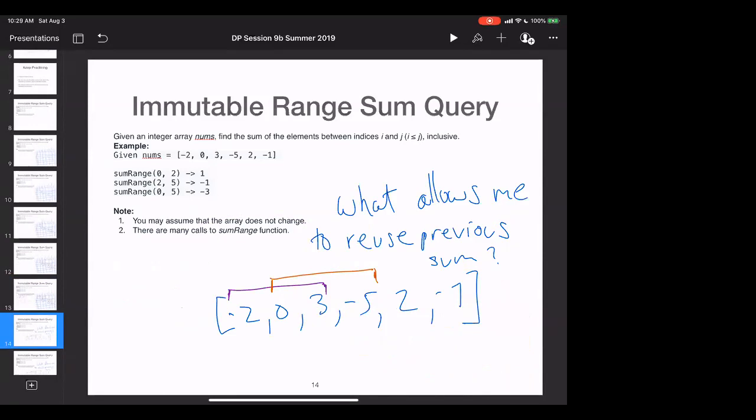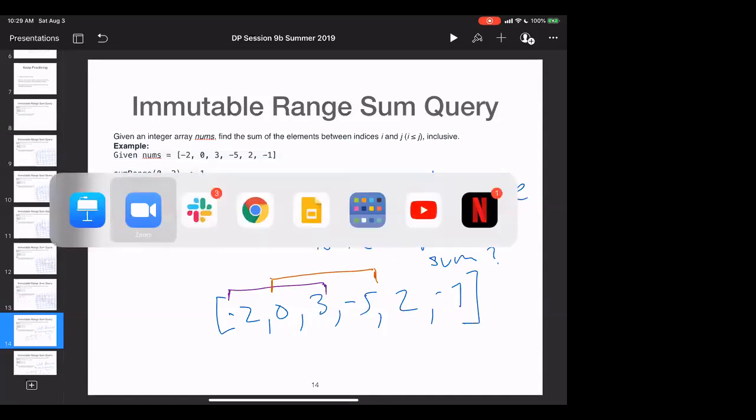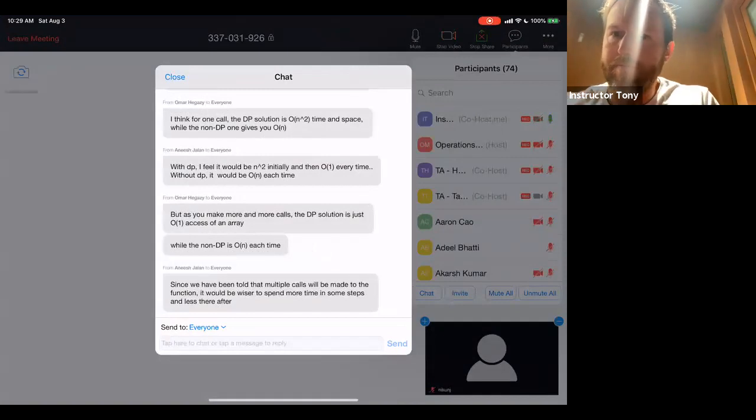And so in this case, we say, okay, well, what allows me to reuse that previous sum that I had before? So I have this array, -2, 0, 3, and I had previously already computed -2, 0, 3 to get one of those sums. And now I just want the sum from 0 to -5. And I want to use 0 and 3 to get to that next sum. So do folks have an idea about that? I'm sure some of you experienced folks have some ideas about what is the better way to cast this problem.